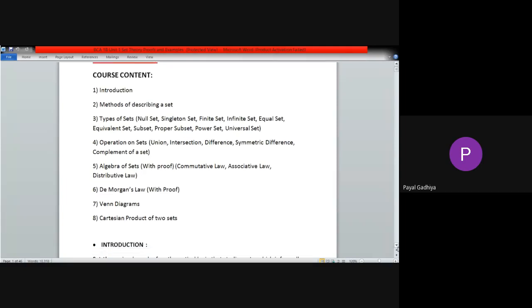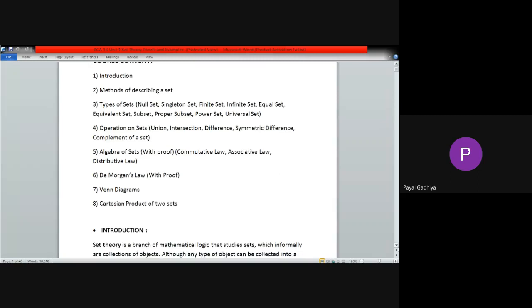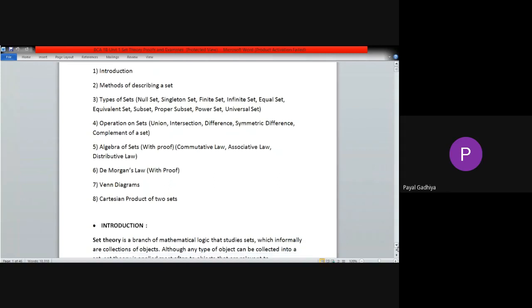So each and every term we are going to define. Then operations on sets, which we are also going to see. Then algebra of sets. There are some laws and proofs about sets, which is called algebra of sets. That we are also going to see. The next is De Morgan's law. De Morgan was a mathematician. He defined a law on sets, which is very useful. So this is also a part of our syllabus.